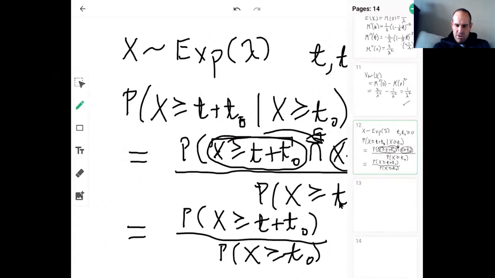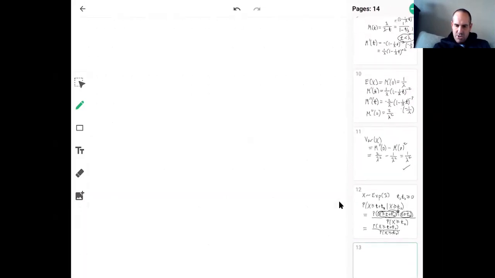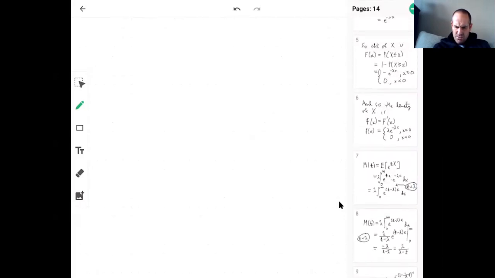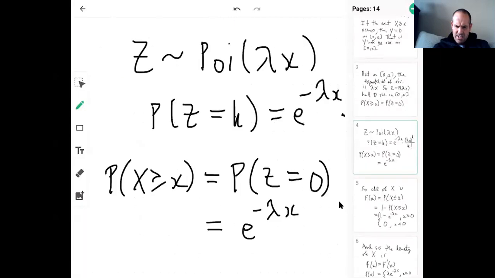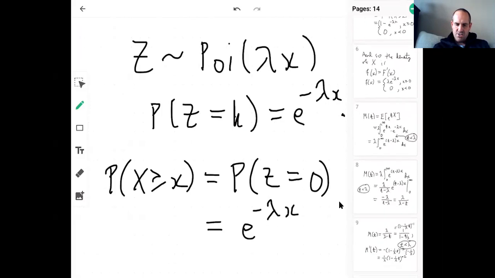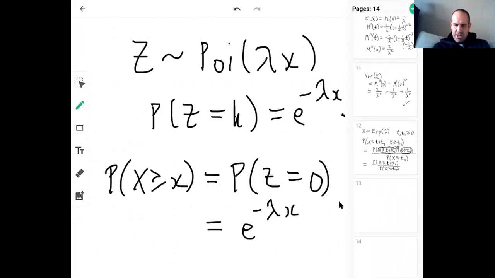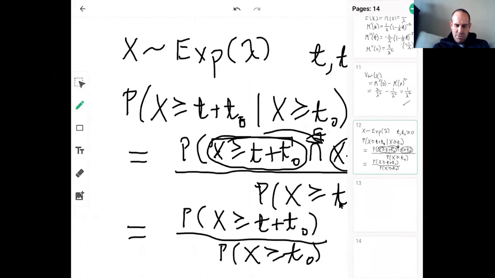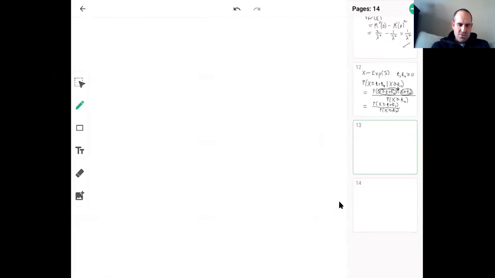And remember, let me go back and remind you of some stuff. We were working with the probability that x is bigger than or equal to little x. Remember this? We did this in our last video. The probability that x is bigger than or equal to little x is just e to the minus lambda x, for any given x value. So let's use that to our advantage. We need to compute those probabilities. We know how to compute the probability that x is bigger than or equal to anything. It's just e to the minus lambda times that anything. Okay, so let's go to the next page.